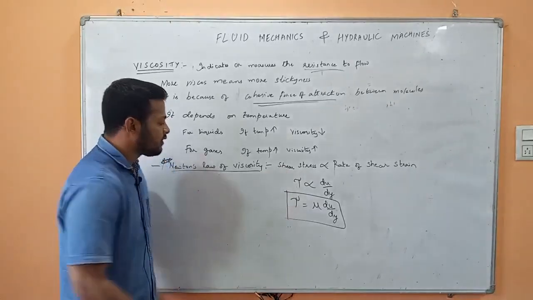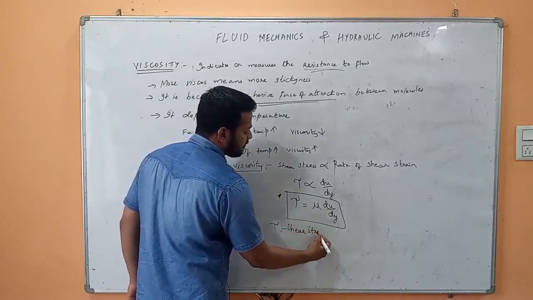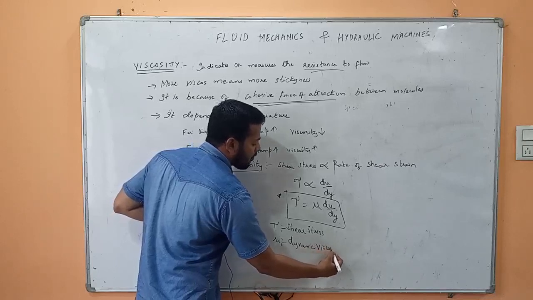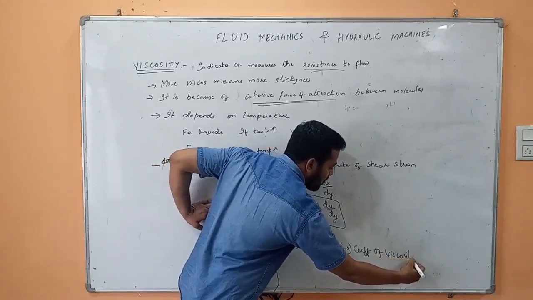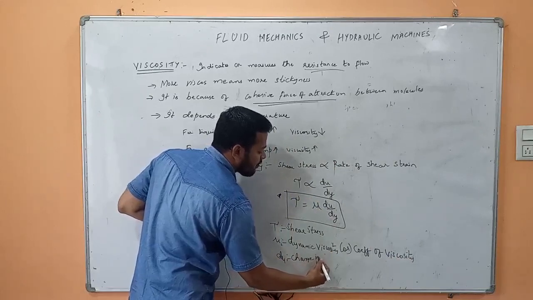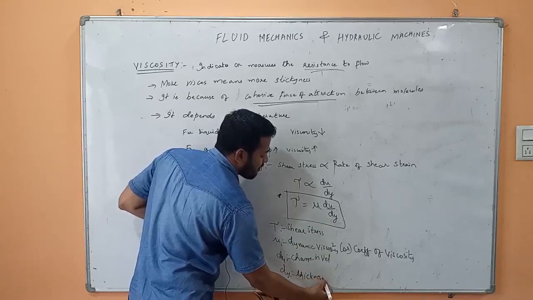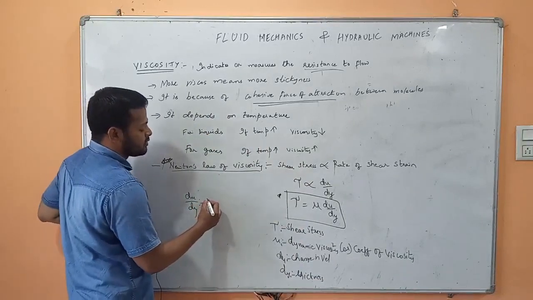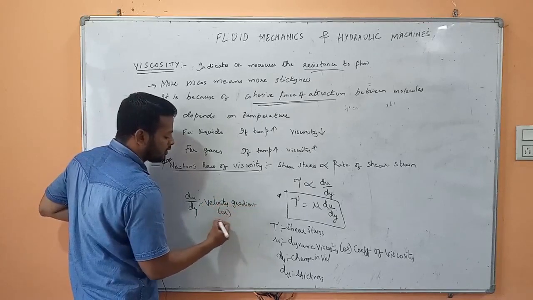So defining Newton's law of viscosity: the shear stress in a fluid element layer is directly proportional to the rate of shear strain. That's the formula for Newton's law of viscosity, where tau is called shear stress, mu is called dynamic viscosity or coefficient of viscosity, and du is called change in velocity, dy is thickness. du by dy together as one term is called velocity gradient or rate of shear strain.